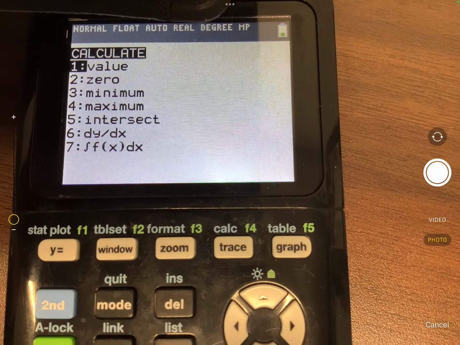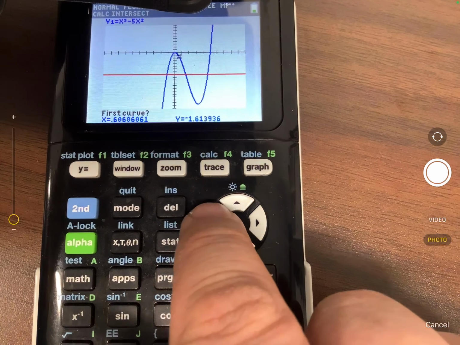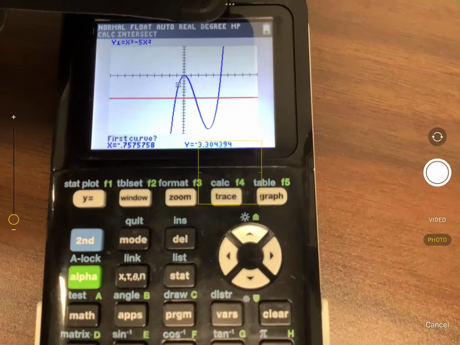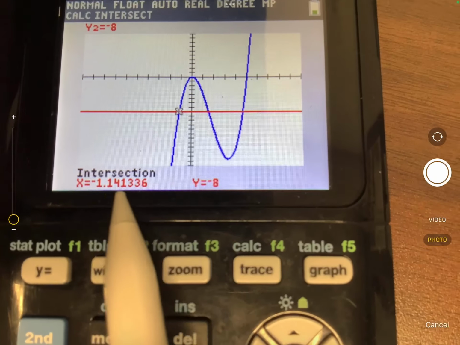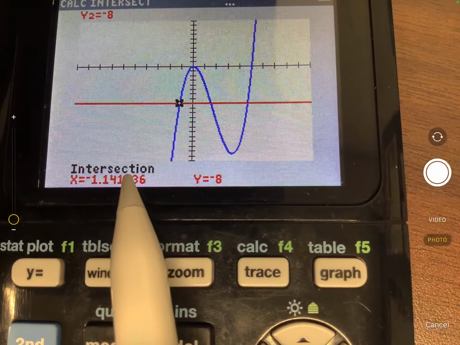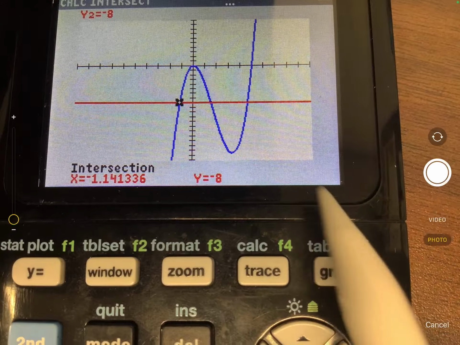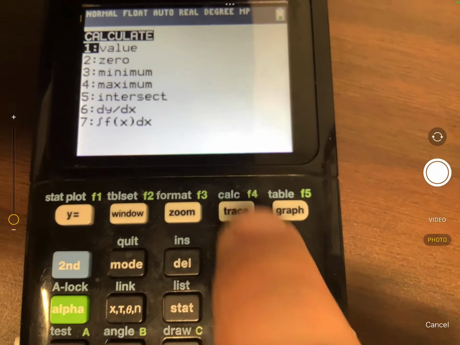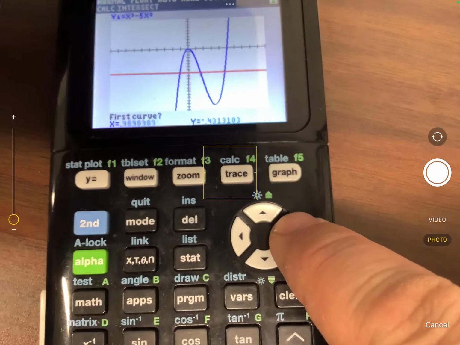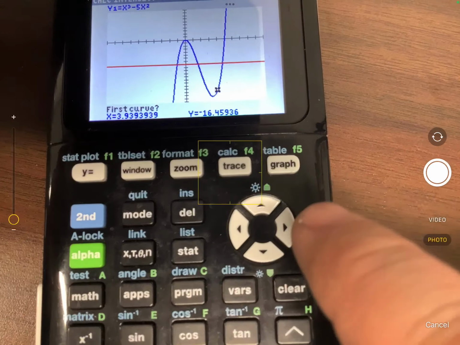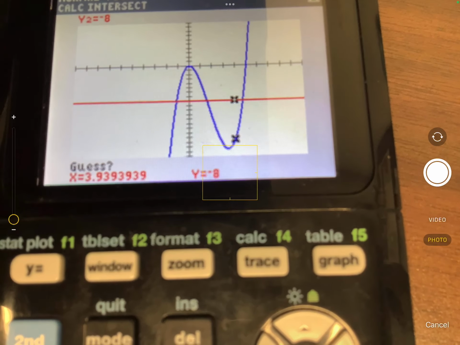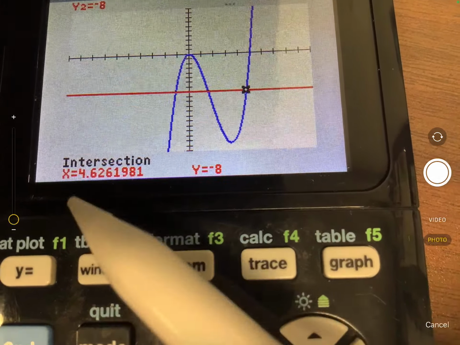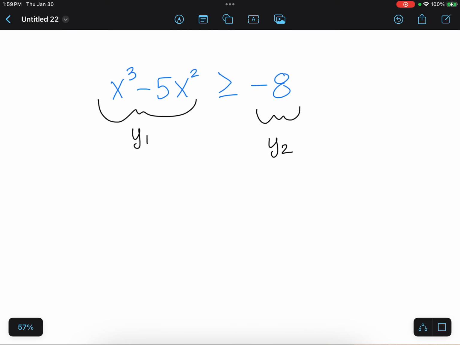So second trace, option 5, I have to move my cursor over, and I'm gonna move it closer to the left one so I can get that one right away too. It's on the equation, so I hit enter, I hit enter, I hit enter, and that's negative 1.41. And then this one over here, second trace, option 5, I'm holding the cursor down to make it go faster. Is that on the first curve? Yep. Is that on the second curve? Yep. Do you want to make a guess? Nope. And 4.62 or 6.3.